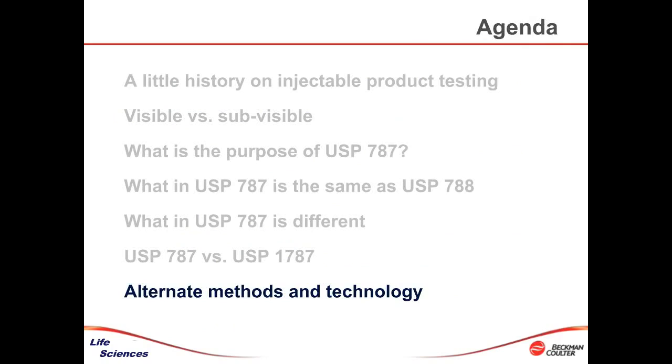Well, what are some of those methods, and what could be used to help analyze material under 787 in parallel to it, or for other purposes, maybe for some research purposes where 787 doesn't really apply? 787, as is 788, is really focused on a final dose form. But often people use that as a guideline on the research and development side.